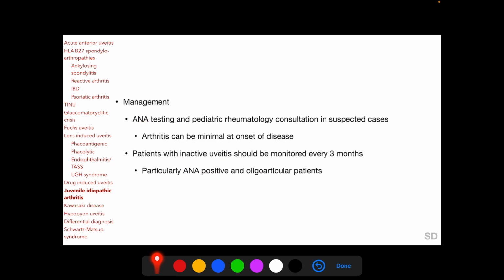ANA testing and pediatric rheumatology consultation in suspected cases are recommended, and arthritis can be minimal at onset of JIA or the associated uveitis. And patients with JIA but without active uveitis should be monitored every 3 months, particularly if the patient is ANA positive or has oligoarticular JIA.